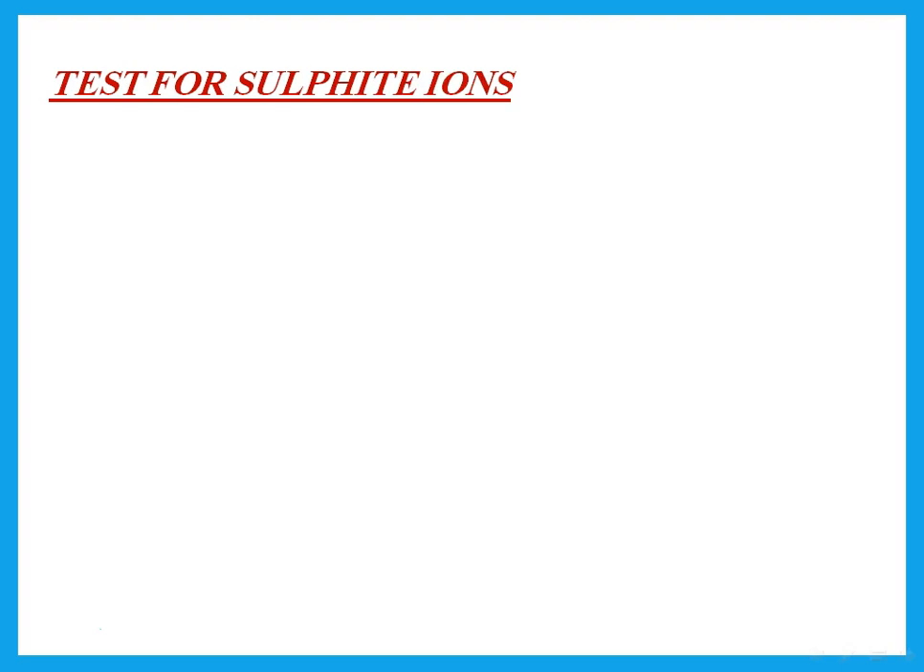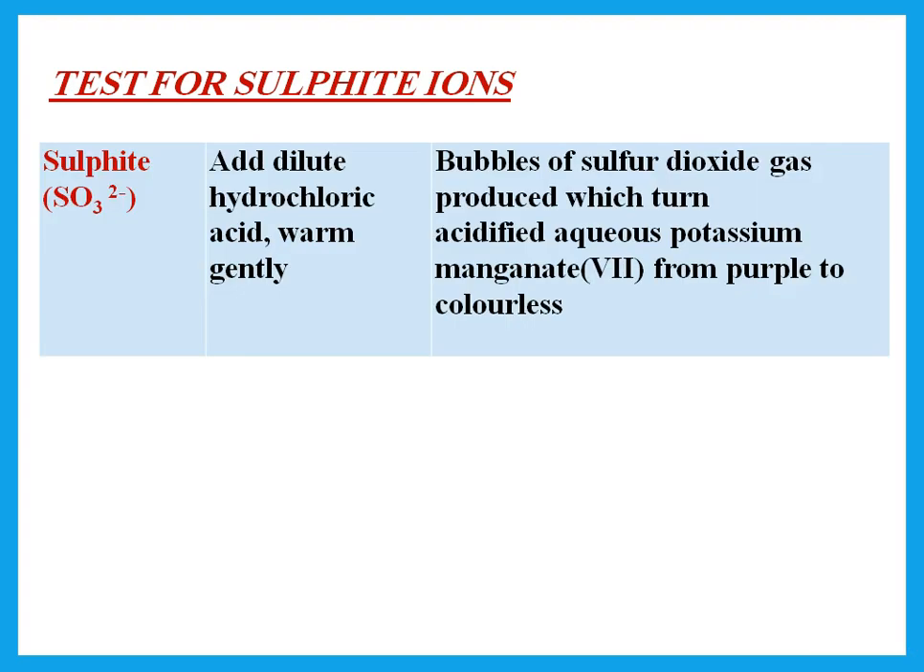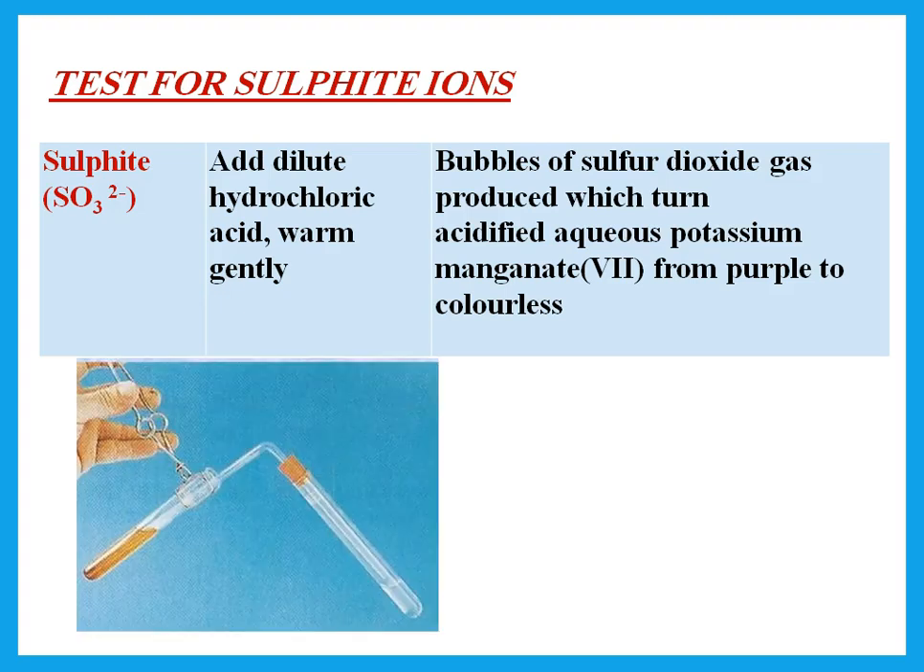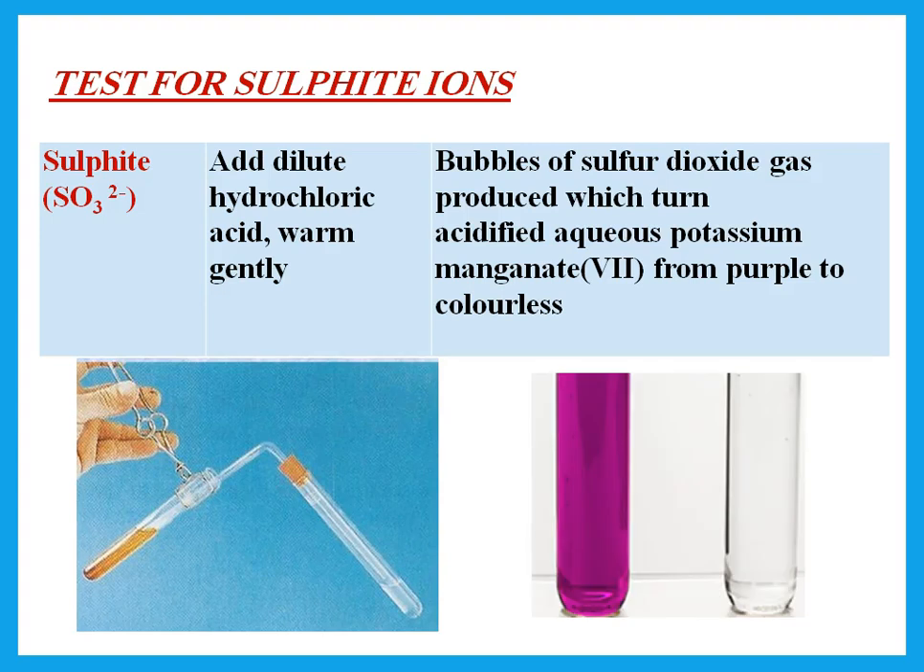Test for sulfite ions. Sulfite, what do we do? We add dilute hydrochloric acid, warm gently. We get bubbles of gas that turn acidified potassium manganate from purple to colorless. Remember that if it is sulfite, I add acid and warm, it gives which gas? It gives sulfur dioxide gas. Now, what is the test for sulfur dioxide gas? I pass it through acidified aqueous potassium manganate. That means potassium manganate with acid, like sulfuric acid. And the permanganate originally is purple, it will turn to colorless.